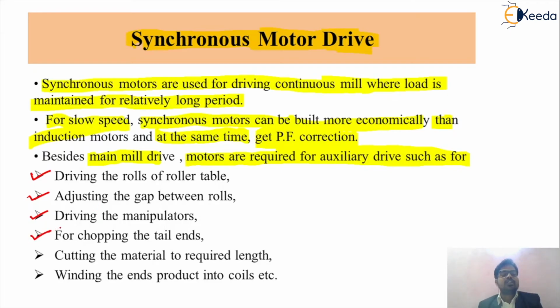After that, for chopping the tail ends, the requirement will be synchronous speed. So again, we are preferring the synchronous motor drive. If you want to cut the metal to a required length, again we require constant speed operation, so we prefer the synchronous motor drive. And if you want to wind the end product into coils, again we require a constant speed to wind. So obviously we are preferring the synchronous motor drive for your steel rolling mill.